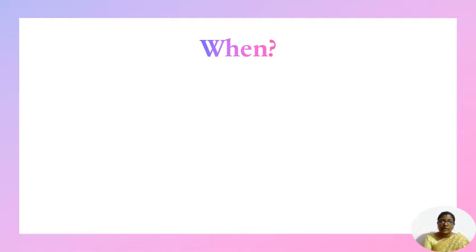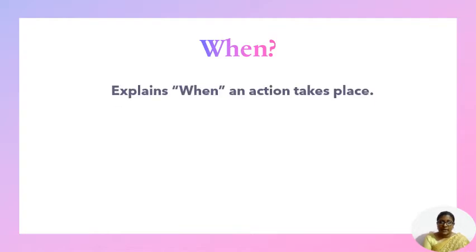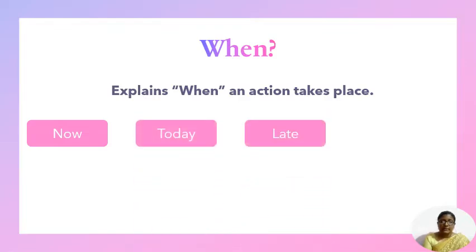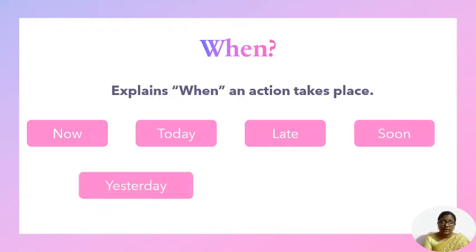Next, we are going to see when. It explains when an action takes place. Some words are now, today, late, soon, yesterday, and early. These are some words that explain when an action takes place. Okay. Shall we see some examples?